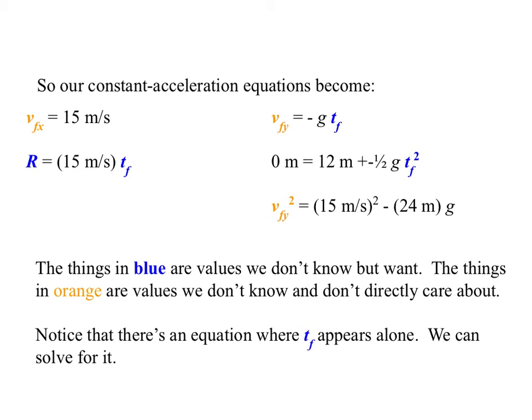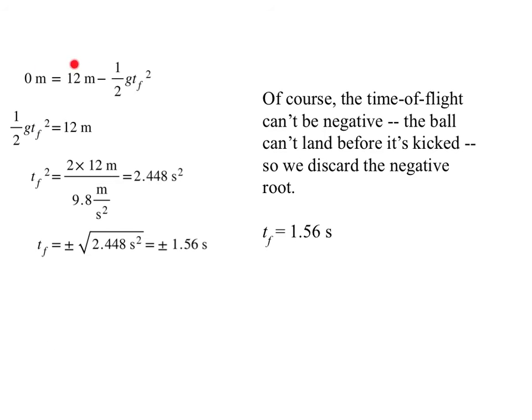Most importantly, notice that there is one equation where TF appears alone with no other unknowns, meaning we can solve that, and we will. 0 equals 12 meters minus a half g TF squared. Bring a half g TF squared to the other side. Cross multiply by 2 over g, so that TF squared is 2 times 12 meters over 9.8 meters per second squared, which apparently comes out to be 2.448 seconds squared.